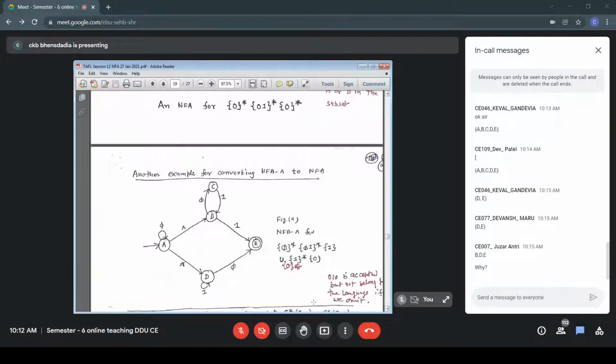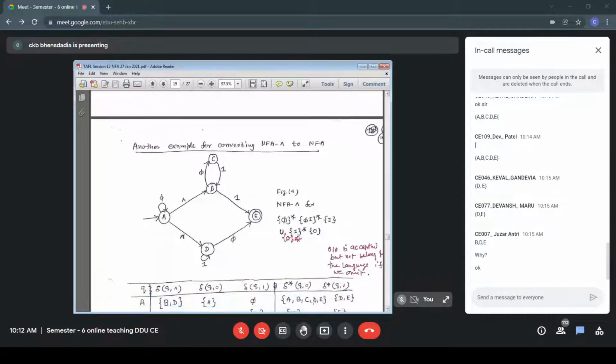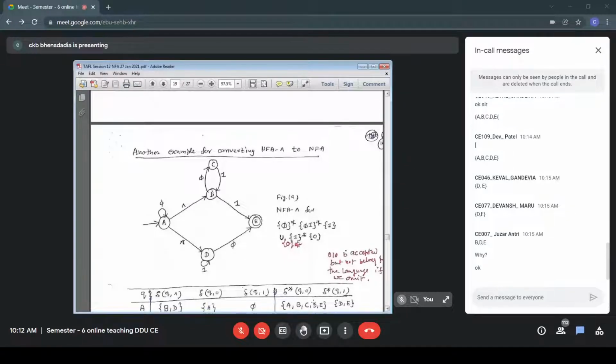The reason is, see, A to B, we are using null transition, so 1 is not used. 1 is used only when we go to state E. A to B on null and then B to E on 1. So answer will be E, but won't be B, because it is on null, not on 1. And we are computing delta star A1. B won't be there. So it is ABCDE and DE, that is delta star A0, A1.